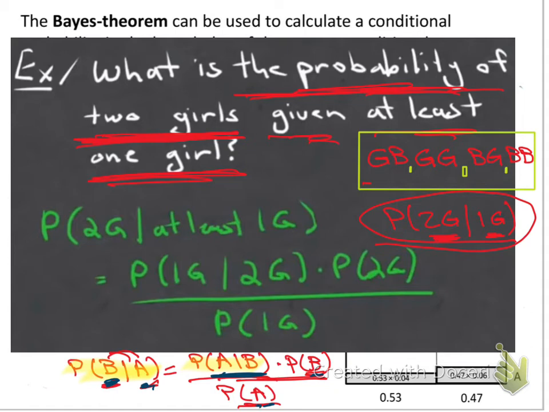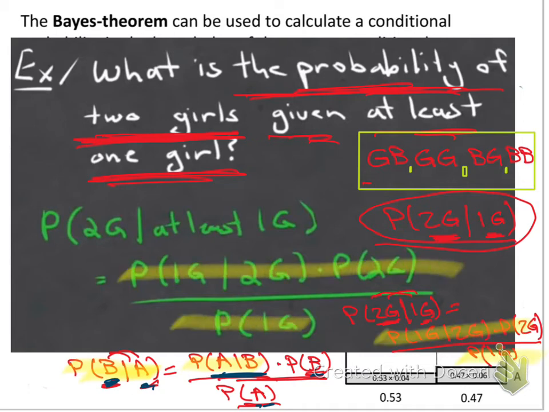So the same thing I'm going to use here. The probability of 2G given 1G, one girl, will be equal to the probability of 1G given 2G, I swap them, then multiply by the first one, not after swapping, before swapping, times the probability of 2G, divided by the probability of the last one, the probability of 1G, which is this form. If you look at this one, it is the same as this one.